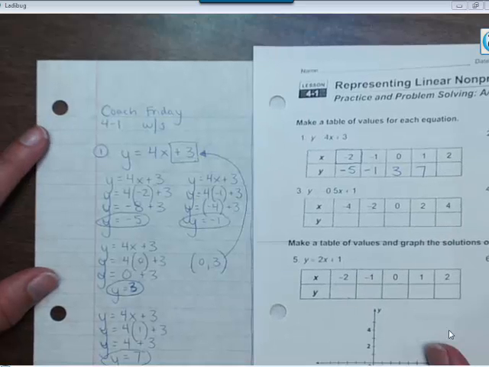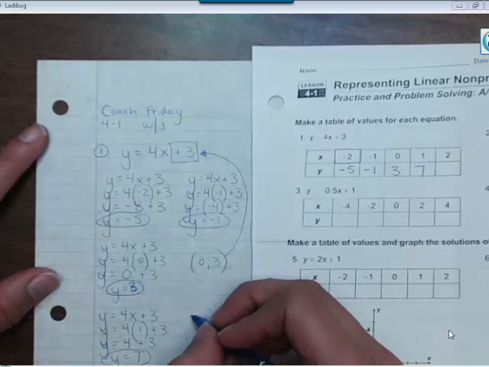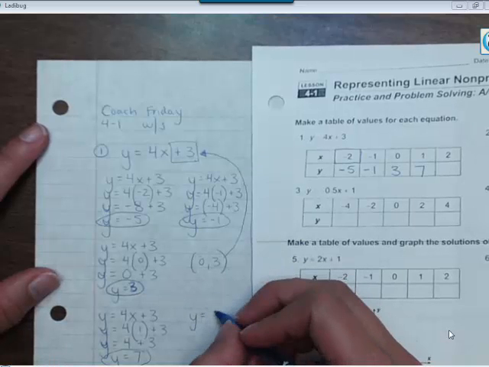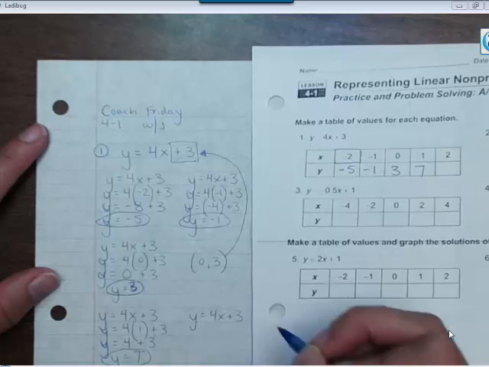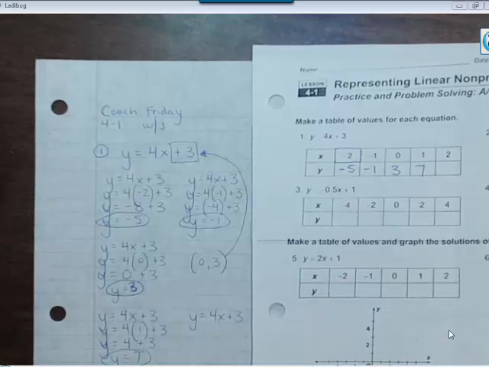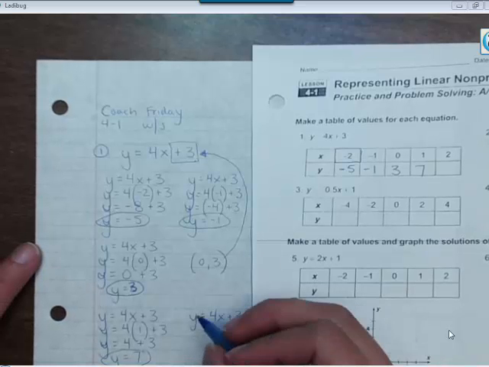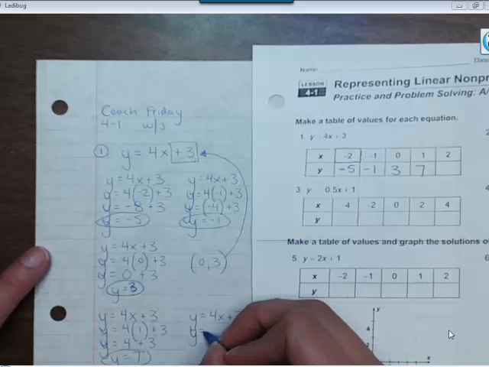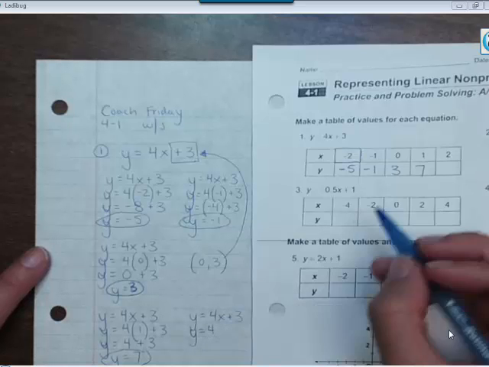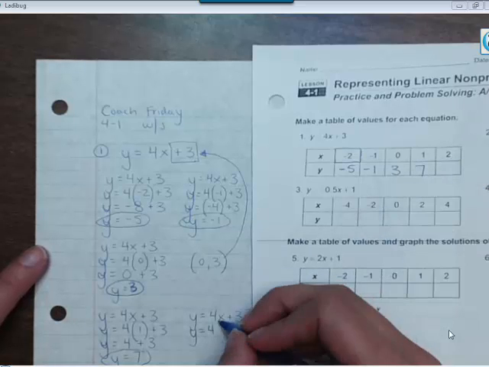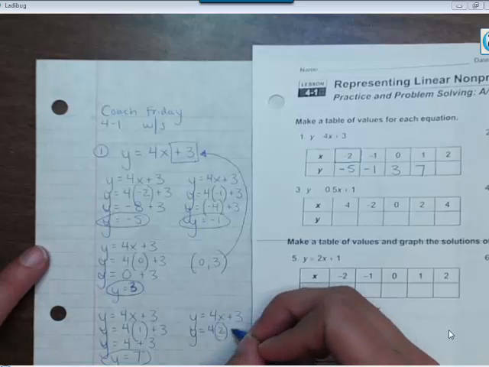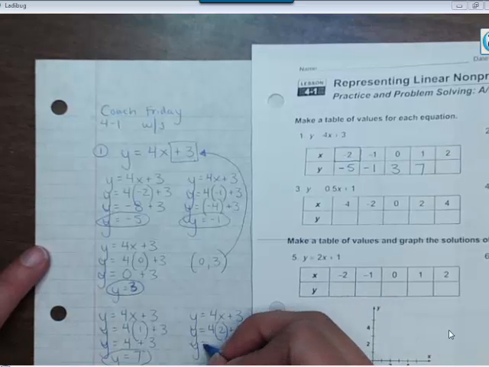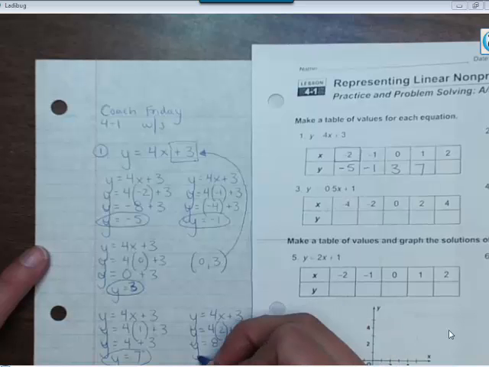Y is equal to 4x plus 3 every time you write the equation. I know it's tedious, but you need to make sure that you're writing it out every time. If it doesn't look like this, you will be handed back the paper and you're going to have to do it all over again. So you might as well do it right the first time. So y is equal to 4, I'm plugging in 2 for my x value now to figure out what my y is. Y is equal to 8 plus 3, which is 11.